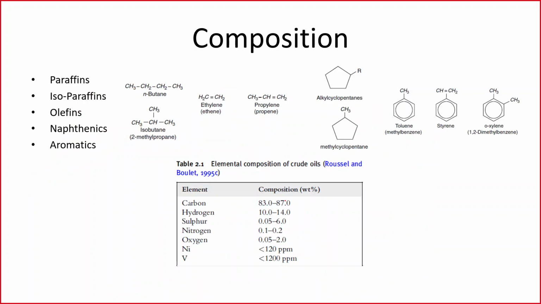So the feed into the refinery, crude oil. There are several types of characterization. One of the more advanced, one of the latest approaches, is what we call PIONA. So we call it paraffins, isoparaffins, olefins, naphthenics, and aromatics.